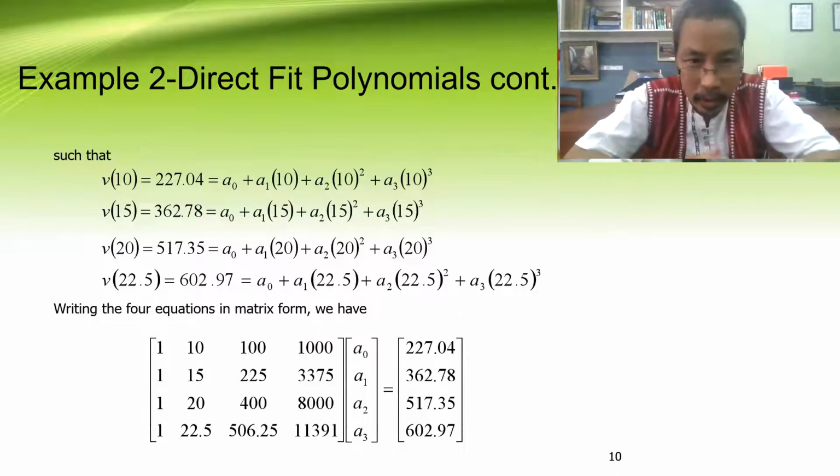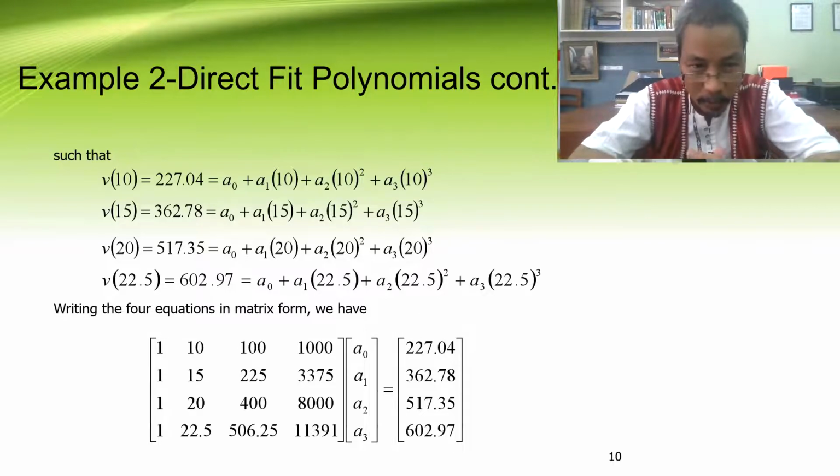Then you will get 4 equations with 4 unknowns. It could easily be solved using algebra. In fact, we can use a matrix in order to simplify the representation. So in matrix form, we have the following representation.